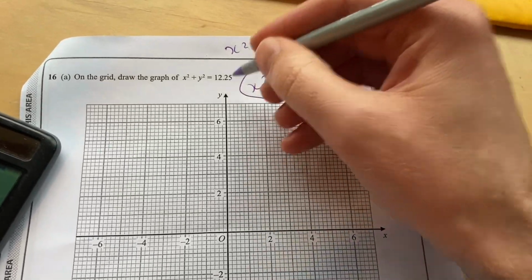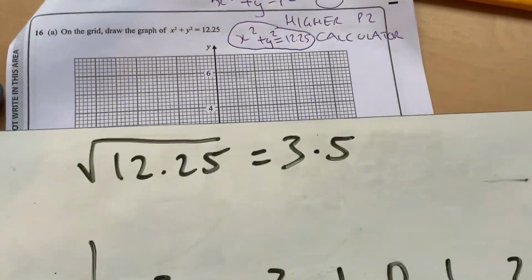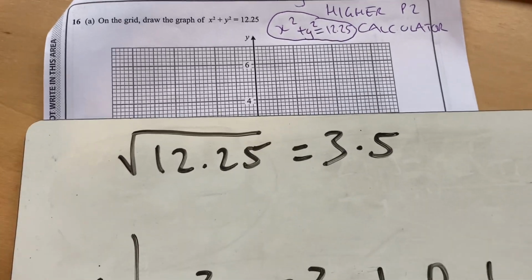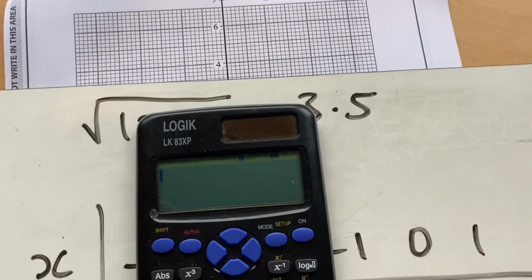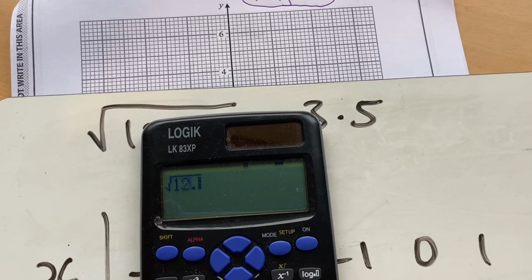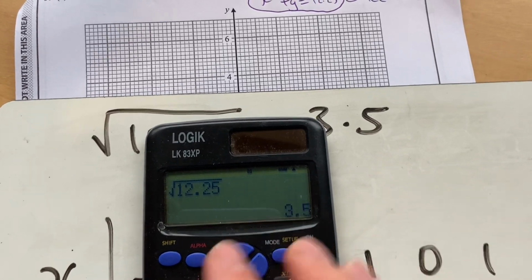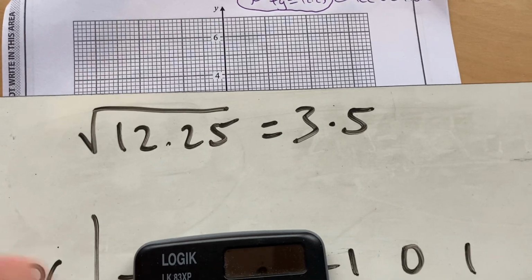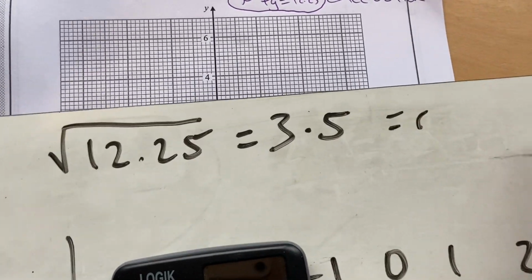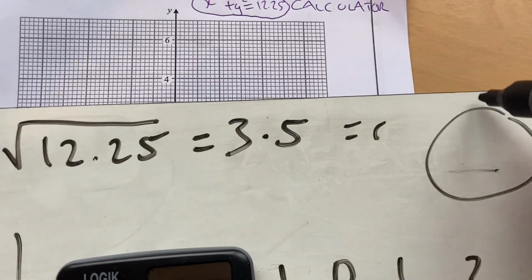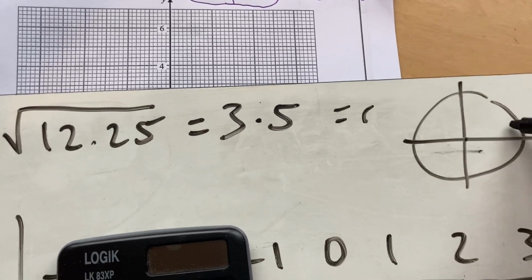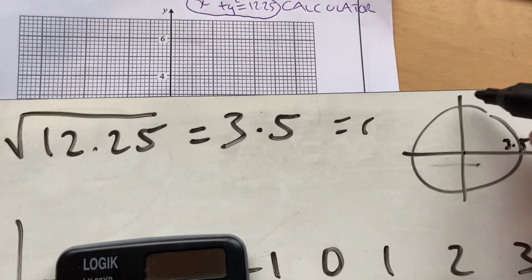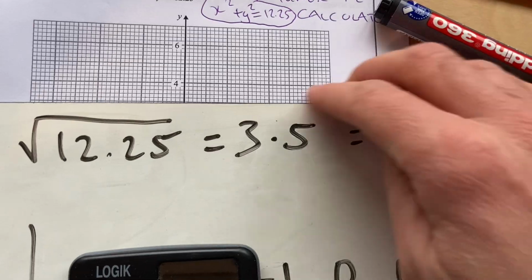First thing I want to do is find out what the radius is. So I use my calculator, type in square root of 12.25, and I have 3.5. So that's the radius. So I know that I'm looking for a circle, center 0, that's going to cut the x and y axis at 3.5. So I'm going to plot those points.